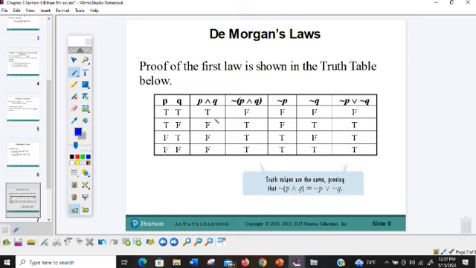So let's look at this. This is the proof that shows the truth table for De Morgan's laws. So here's P and Q. And notice if you do the opposite, this is what you get: false, true, true, true, true, true. Okay. Now, if we distribute this and make it not P or not Q, notice when we do a truth table for that, not P or not Q, we get false, true, true, true. So those are equivalent.